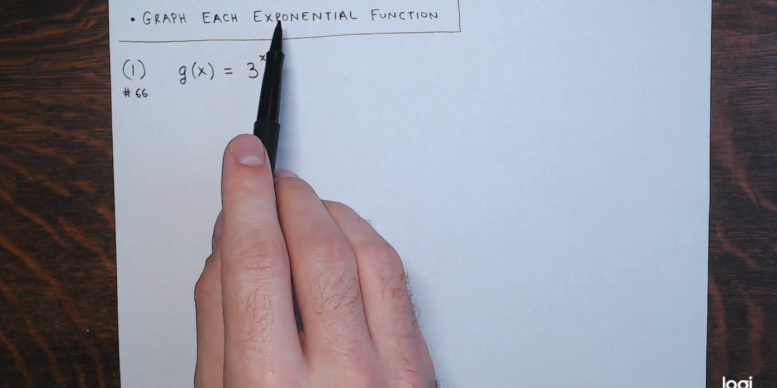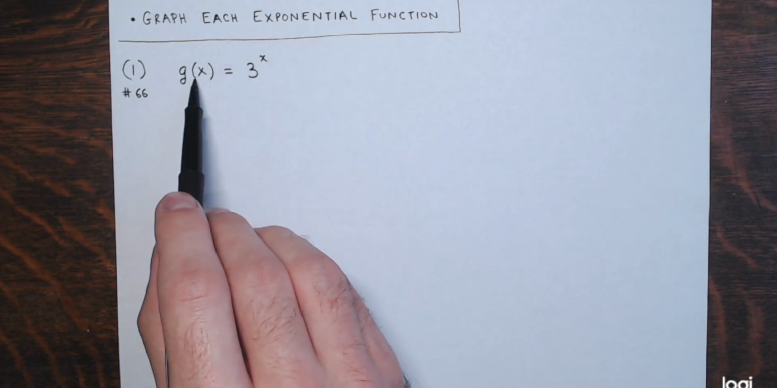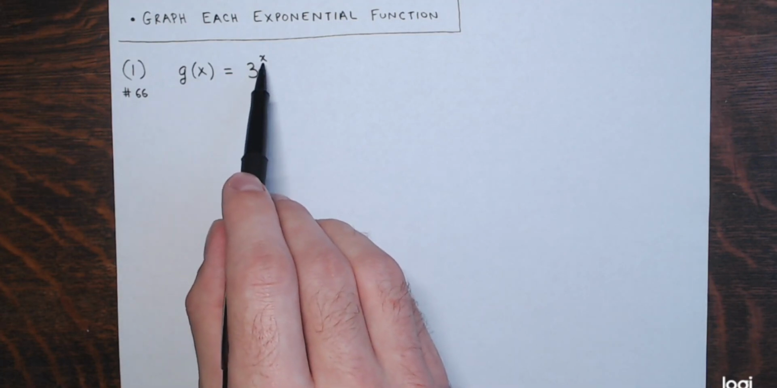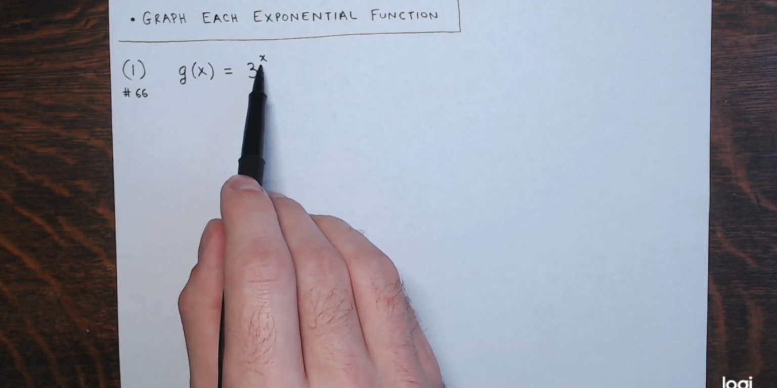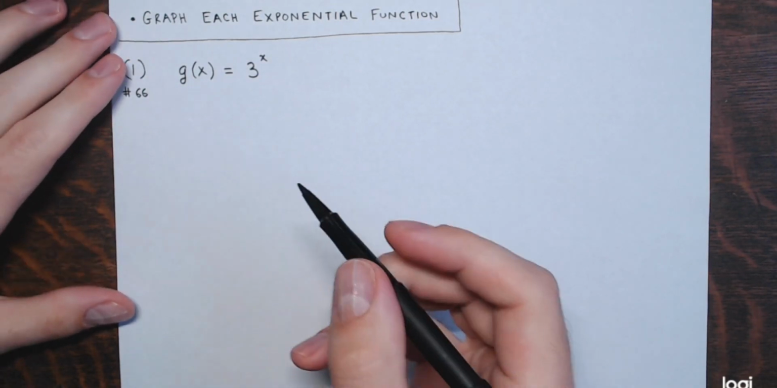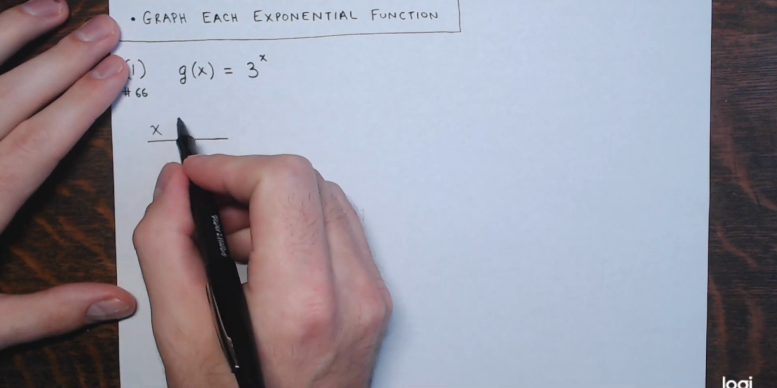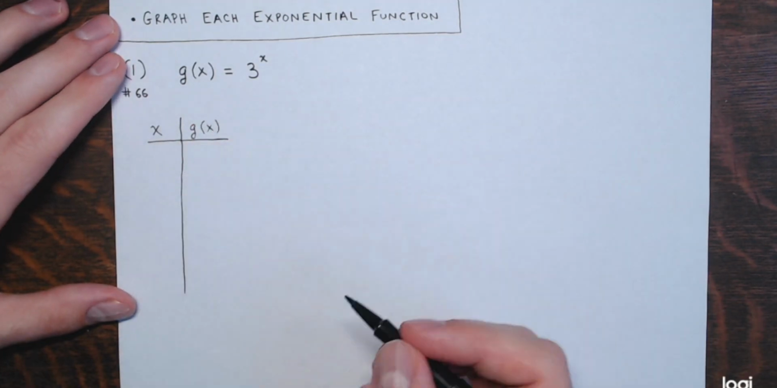The reason these are called exponential functions is because the input variable, in this case x, is in an exponent. It's in a power on some base. Here the base is 3 and the exponent is x. I'm going to graph these in the same way I graph any function in the beginning. We're going to make a table with inputs x and outputs, called g of x, or y coordinates if you want to call them y.